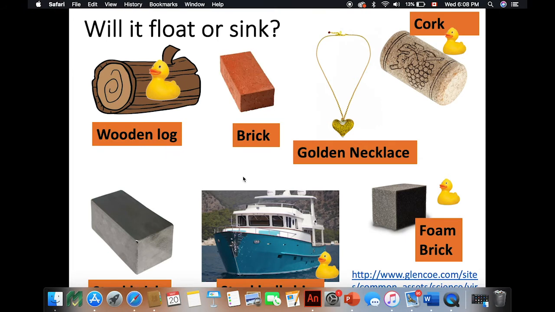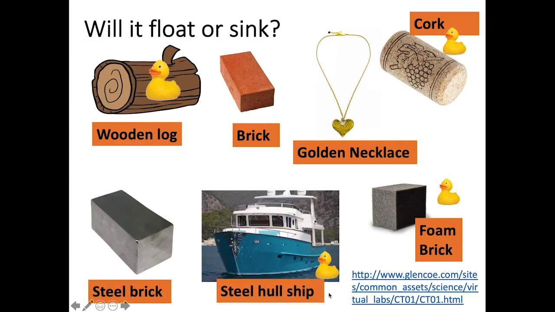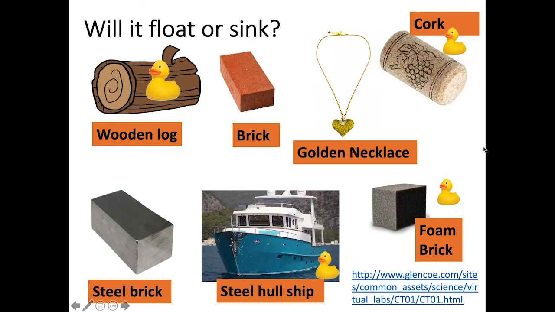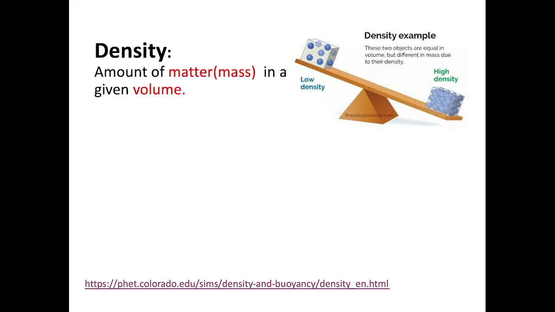So even though there are objects that are made out of the same material, for example, the steel hull ship floats, but the steel brick doesn't float, the reason why some of these objects float and some do not is not necessarily about size, but is about density. So what exactly is density? The amount of matter or mass in a given volume.